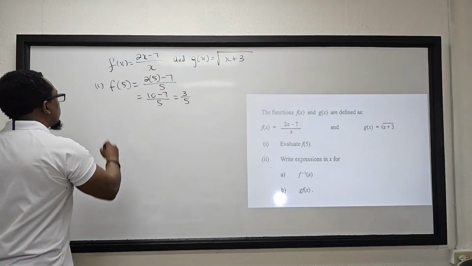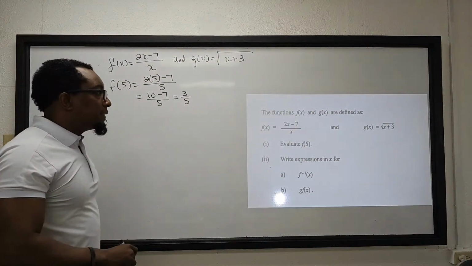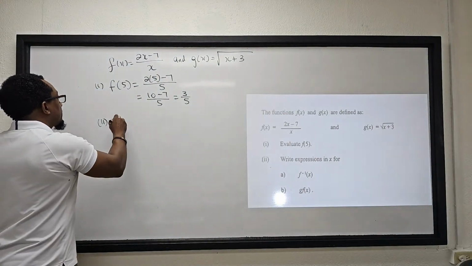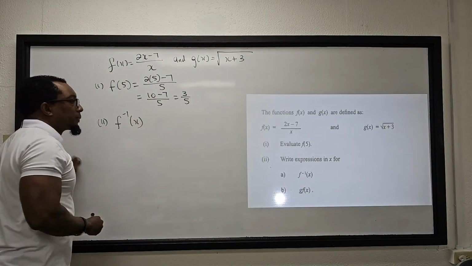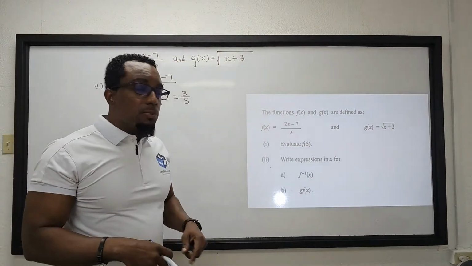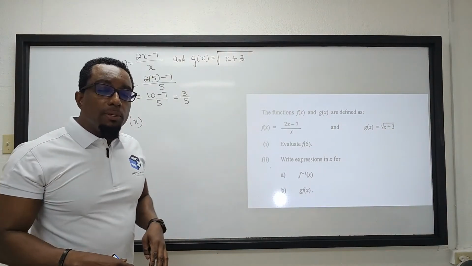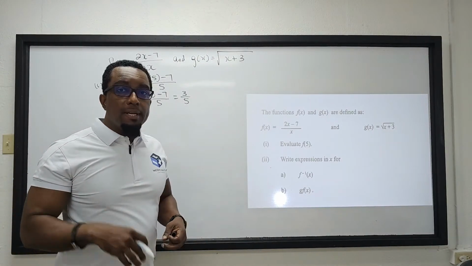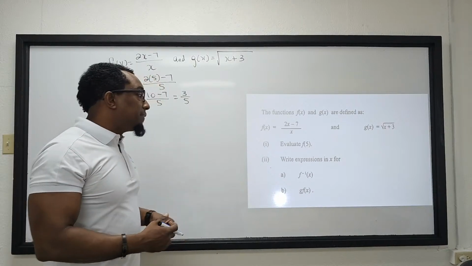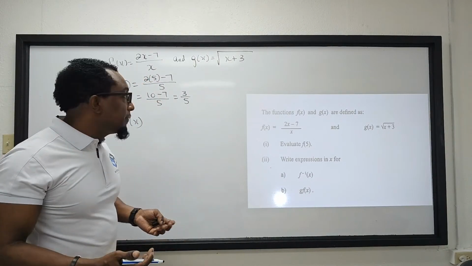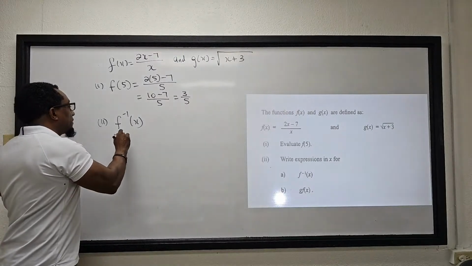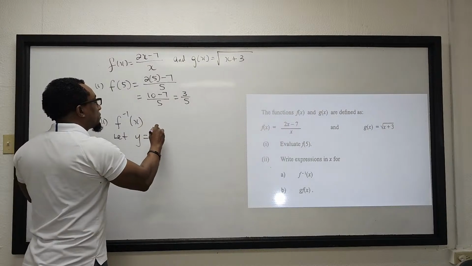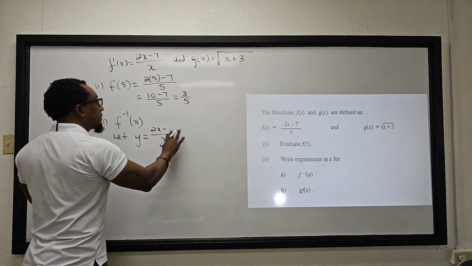2. Write an expression for f inverse of x. So they want expressions. They want to see x in brackets. They want you to represent the answer as an expression. So how do we represent it as an expression in terms of x? We have to carry out 3 steps to find the inverse. I'm going to let f of x be y is equal to 2x minus 7 over x.